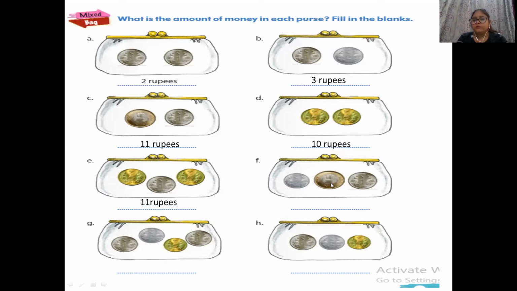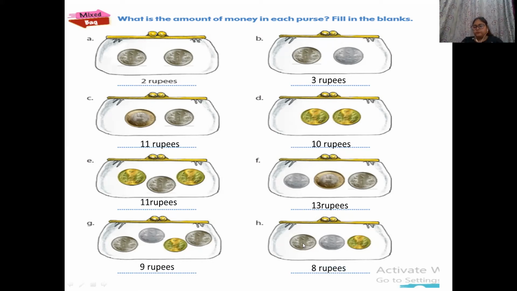Next one, 10 rupees plus 2 rupees plus 3. 10 plus 3 will be 13 rupees. Okay. Now G, here we have 5 rupees plus 1 rupee plus 2 rupees plus 1 rupee. So let's count. 1 plus 2, 3. 3 plus 5, 8. 8 plus 1, 9. So the total amount will be 9 rupees. Okay. Now the next one. Here we have coins of 1, 2 and 5. So 5 plus 2, 7. 7 plus 1, 8. So it will be 8 rupees.